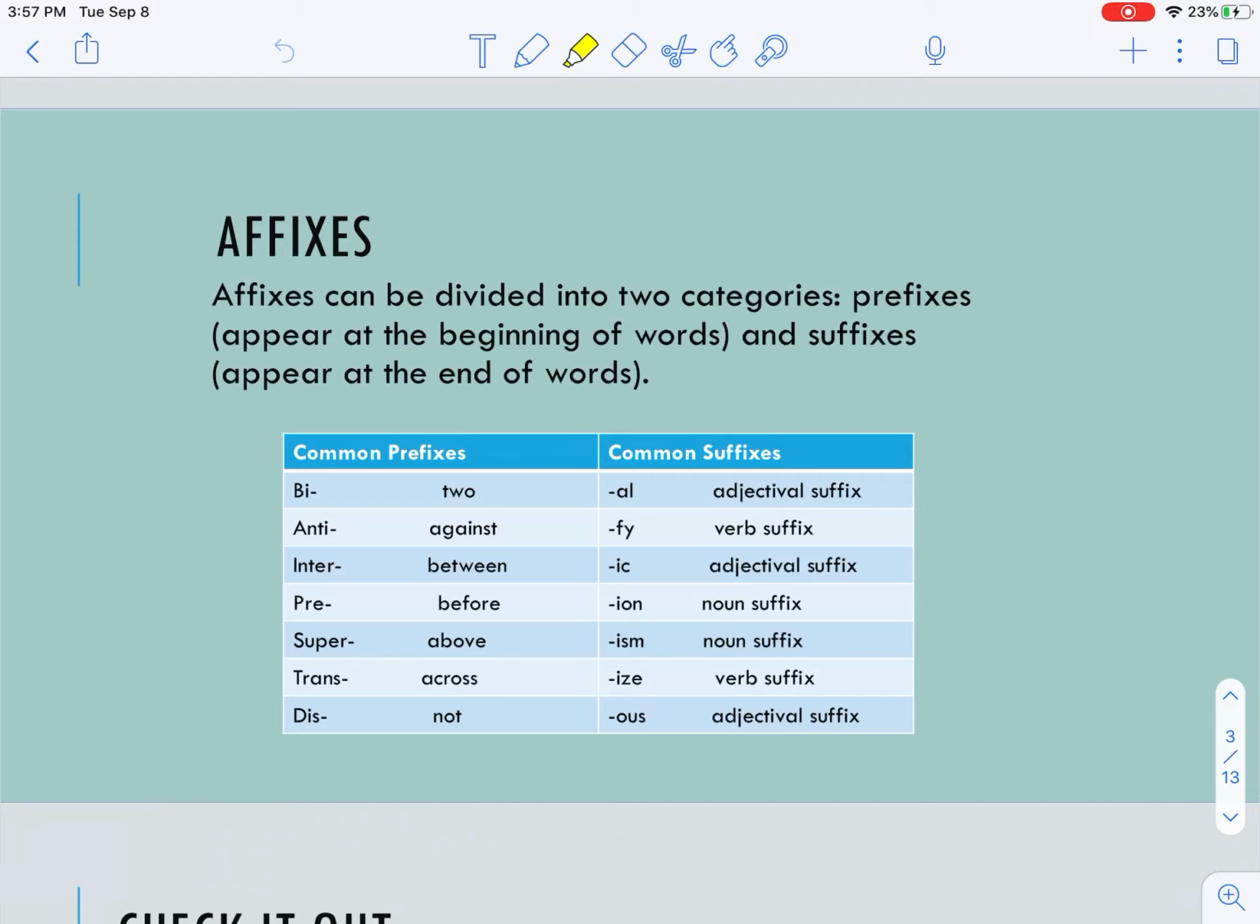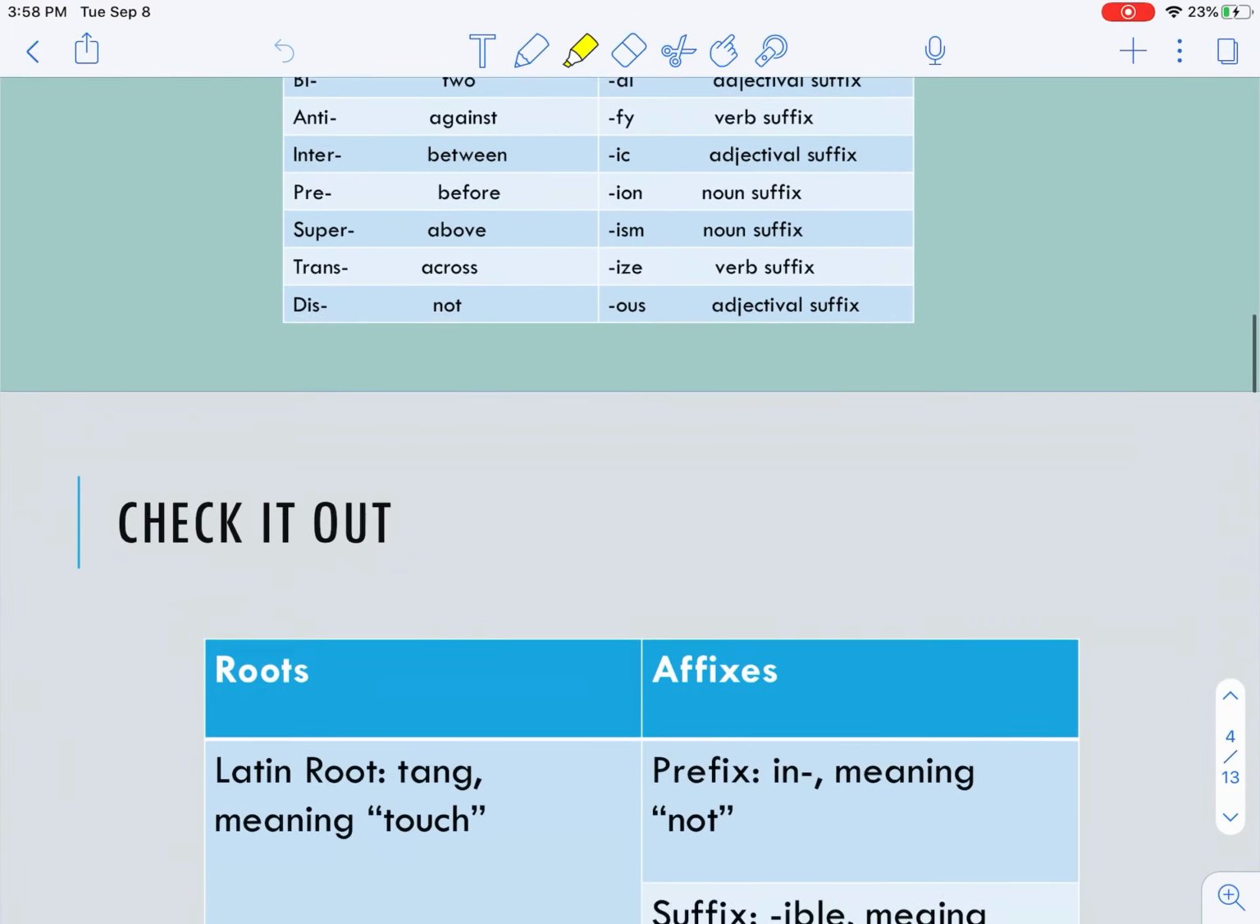So some common prefixes: by, anti, inter, pre, super, trans, dis. So these are ones that are commonly added on to the beginning of words to help us understand that base or that root in a different way. Some common suffixes which will come at the end of the word include al, fy, ic, ion, ism, ize, and ous. And these different things will help change the part of speech, perhaps, for that word, or provide further context.